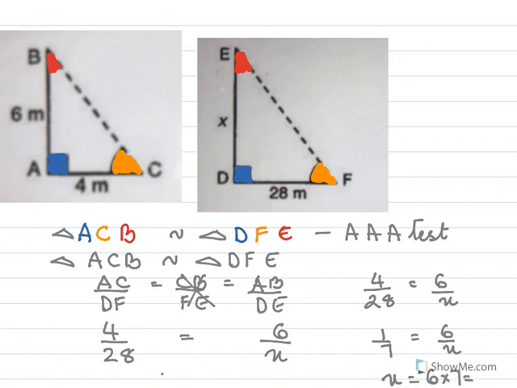And we got X equal to 6 into 7, which is 42 meter. So the height of the tower, which was taken as X, is equal to 42 meter.